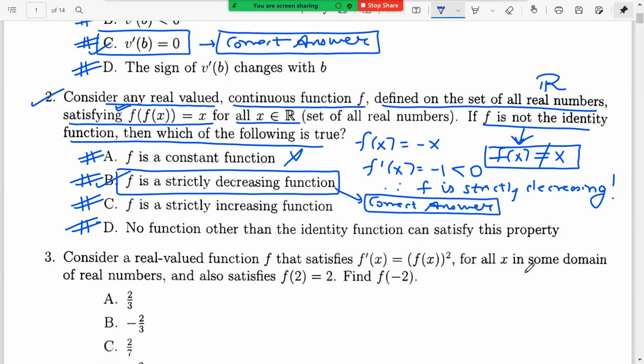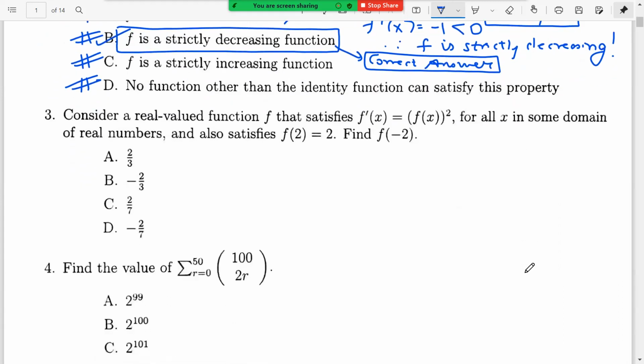You can clearly see that the function is strictly decreasing. I have not taken f of x equal to x because in the question we were given that f is not the identity function. If f of x cannot be equal to x and it should satisfy this, it means f of x is coming out as minus x. And if you differentiate it, you get minus 1, which is strictly less than 0. So it's a strictly decreasing function.